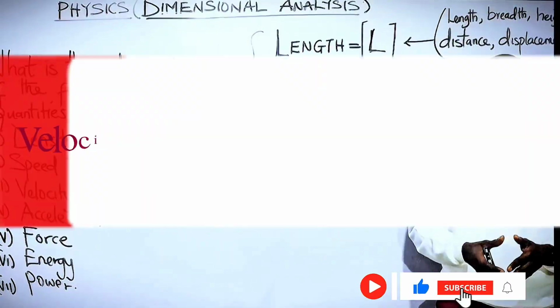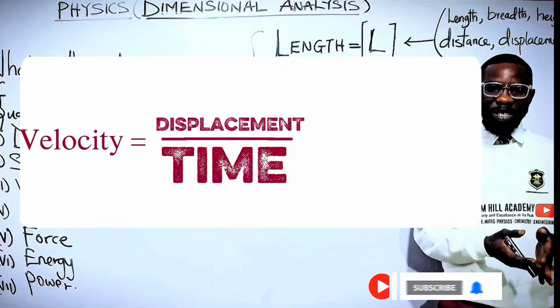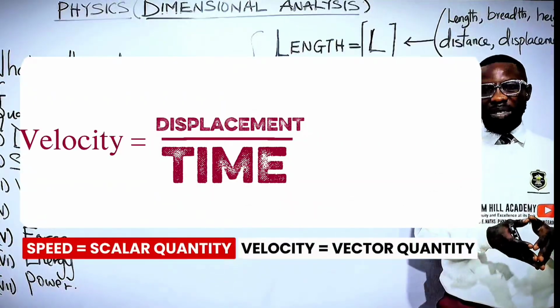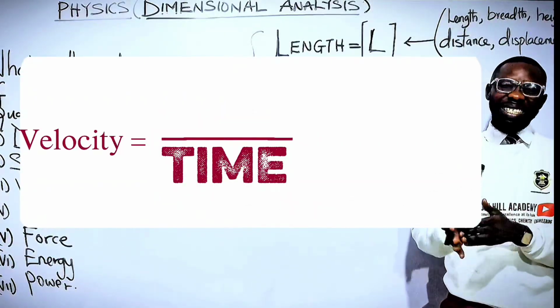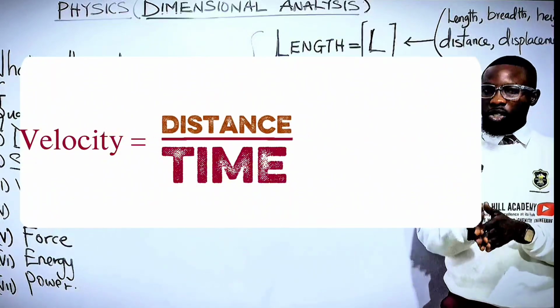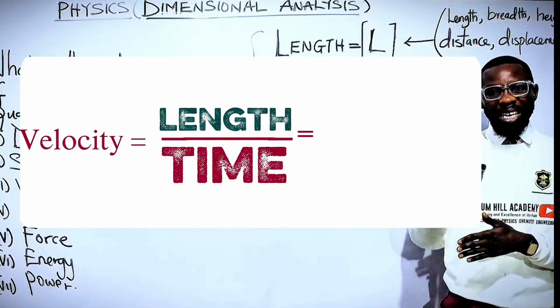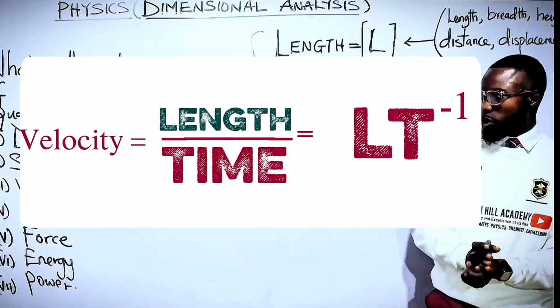Velocity is nothing more than displacement over time. It has the same formula as speed, just that speed is a scalar quantity, velocity is a vector quantity. But we won't go into that. We said that velocity is displacement, which is the same thing as distance over time. We can change that to be what? The length over time, which gives us what? LT raised to the power of minus 1. They are the same question. So let's solve for that.